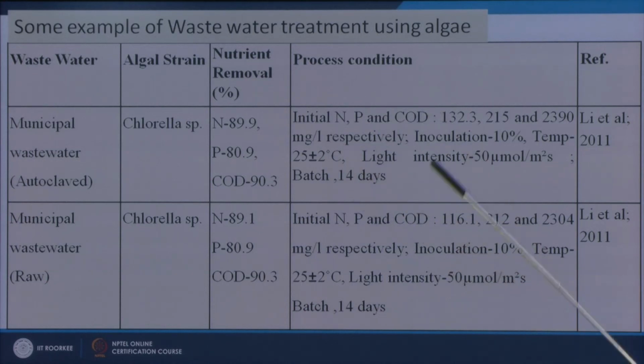So, they performed the experiments in a batch reactor for 14 days, and a light density of 50 micromole per meter square second was used at 25 plus minus 2 degree centigrade temperature, and they got nitrogen removal of around 90%, phosphorus around 81% and COD around 90%. So, the same removal was also achieved with raw wastewater.